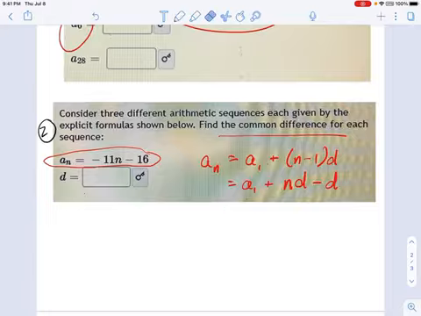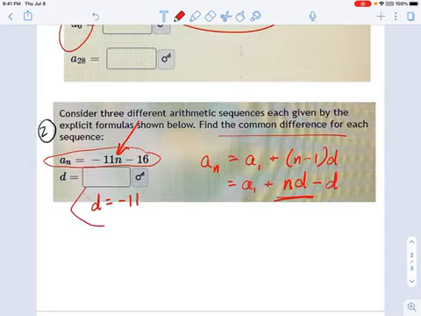Let's just stop here. Take a look at this formula. Where is the n? Right, it's right here. It's n times d. So when you want to know what d is, all you have to do is look at your formula and ask what is multiplied by n. In this case, it's negative 11 multiplied by n. So negative 11 has to be d. Whatever's multiplied by n, that's going to be d. Okay, and so that would be our answer right there.